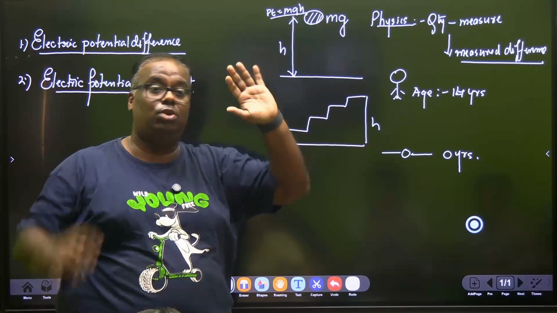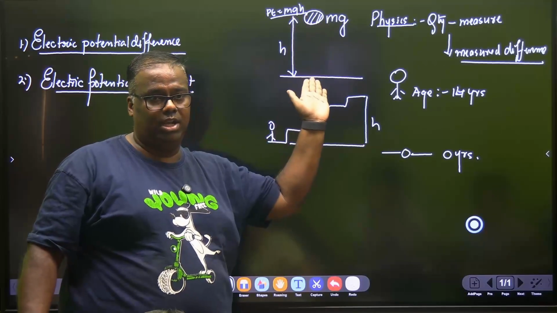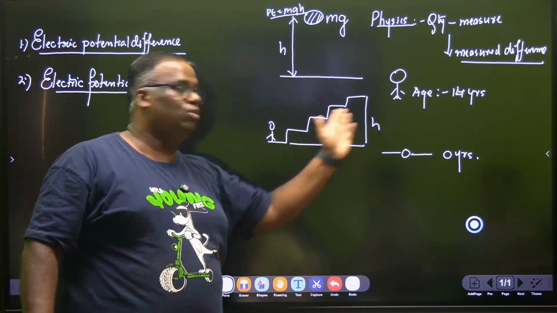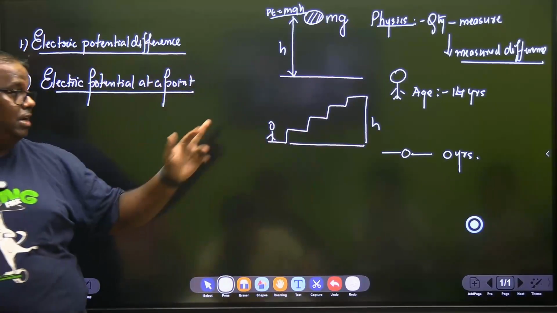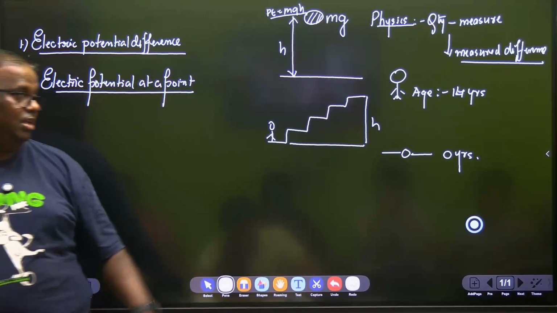Conservative work means this work is never lost. It is converted from one form to another. Potential energy converted to kinetic energy. Similarly, how you went doesn't matter. It matters what your final position and initial position are. Have you understood? How you went, it doesn't matter. How much height you gained.